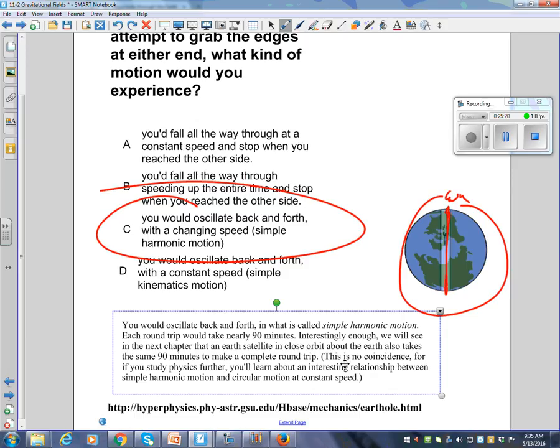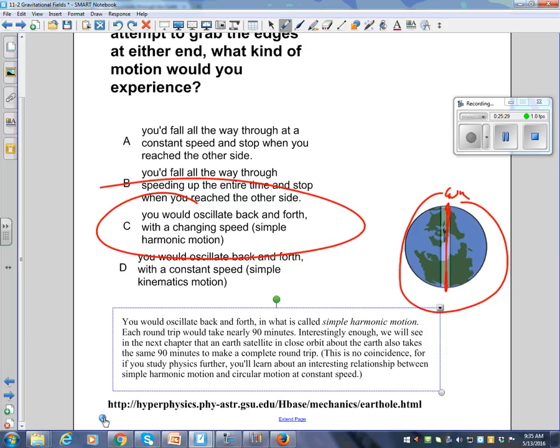This is no coincidence, for if you study physics further, you'll learn about an interesting relationship between the simple harmonic motion and circular motion at a constant speed. You probably won't. I wonder where this goes.